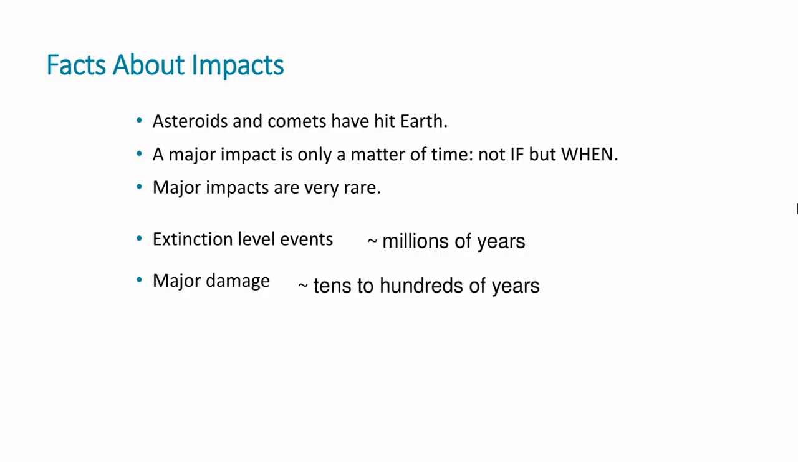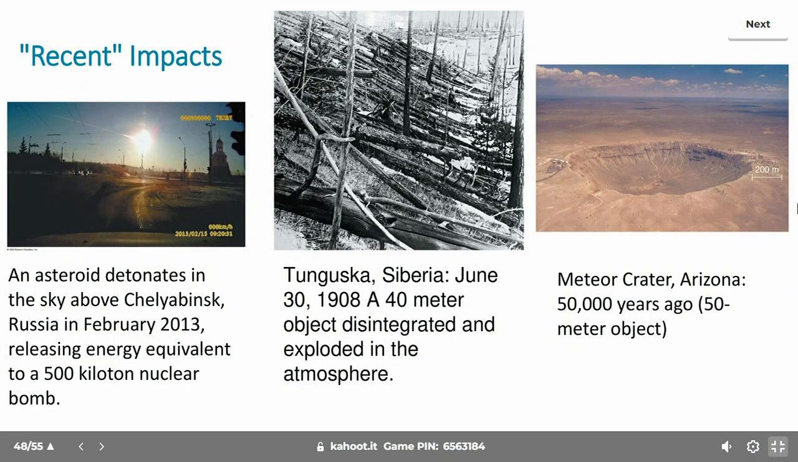So asteroids and comets have hit the Earth in the past, and so a major impact is not really a question of if, but when. The major impacts are rare, so an extinction level event, we haven't had one for 65 million years, so we know it's at least on the order of millions of years. But smaller events that can cause major damage to, say, a city, those happen on the scale of tens to hundreds of years. So here are some recent impacts that have occurred.